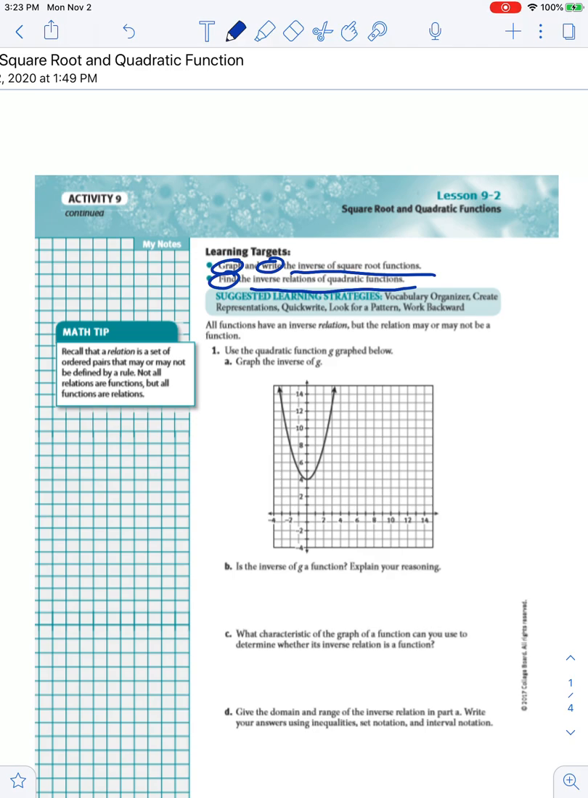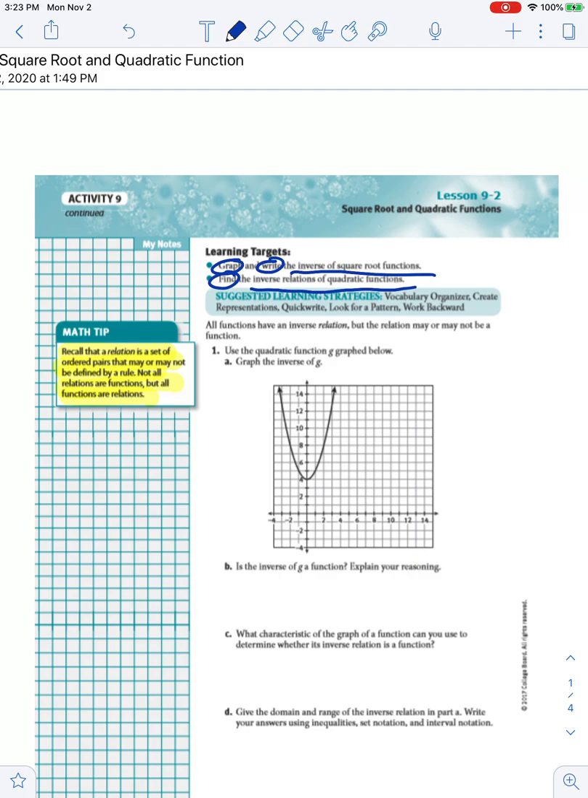We've already talked about this. Recall that a relation is a set of ordered pairs that may or may not be defined by a rule. Not all relations are functions, but all functions are relations. So we're going to use the quadratic function g, graphed below, to graph the inverse of g.